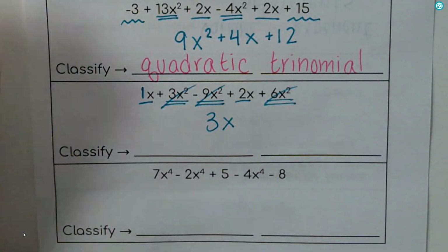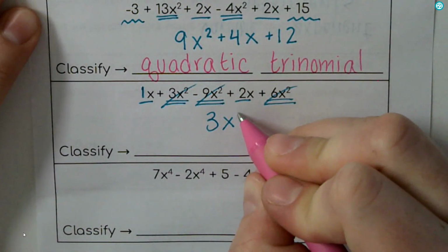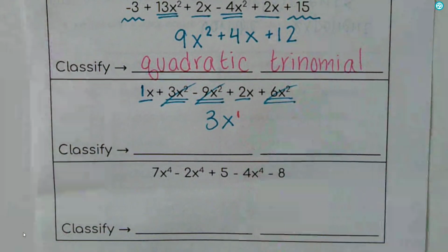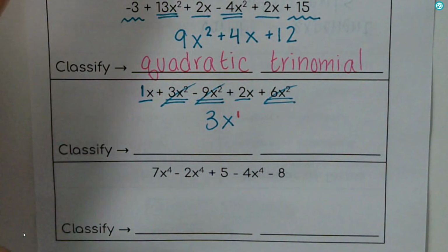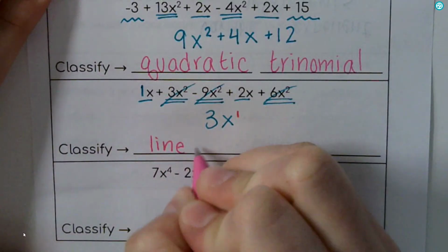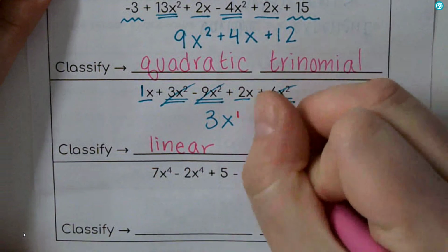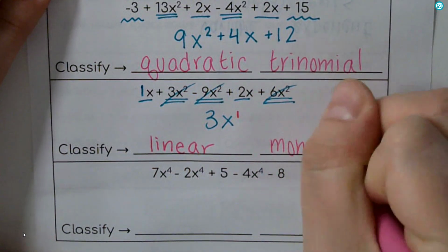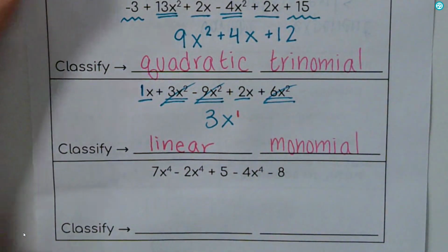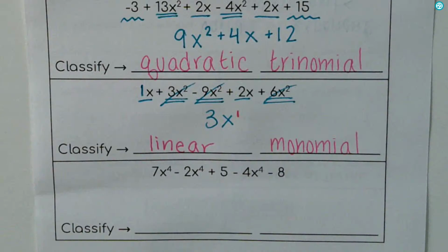Okay, what is our highest exponent right here? There's an imaginary 1 there, so you just need to know that that's there. You can add it in if you want. So our highest exponent is 1. So this is linear. And then we also only have 1 term. So this is a monomial. M-O-N-O-M-I-A-L.